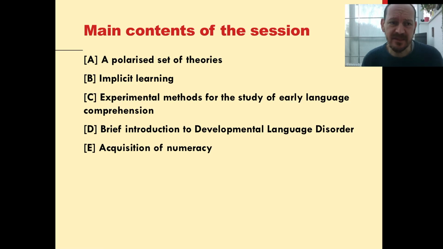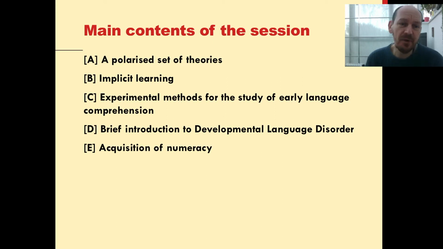The contents are going to go through 5 topics. The first one will be the presentation of a polarized set of theories, 30, 40 years old, but it's still a polarized area. The second one is one example of implicit learning, because I think that it would really help in order to understand the differences between these theories.